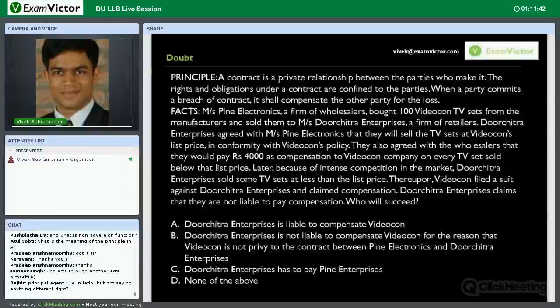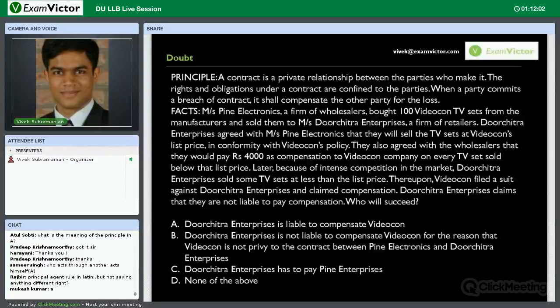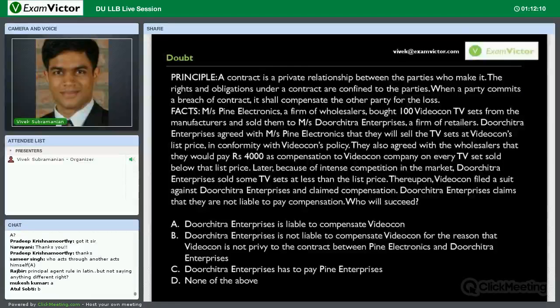Later, because of intense competition in the market, Durchitra Enterprises sold some TV sets at less than list price. Thereupon, Videocon filed a suit against Durchitra Enterprises and claimed compensation. Durchitra Enterprises claims that they are not liable to pay compensation. Who will succeed? Now, this is a good question, because here the claim is made by Videocon, which was not a party to the contract. So we have to consider whether they will be able to succeed in the suit. I'll give you a minute to once again go through the facts and then we'll discuss.